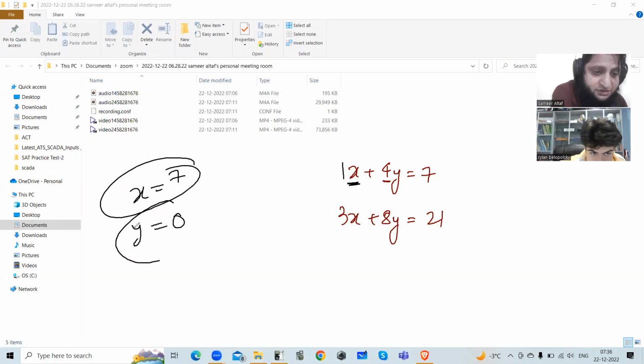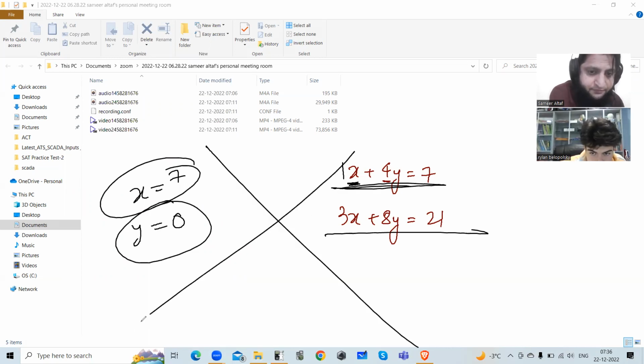You know what that means? That means when you graph these two lines, their point of intersection is 7, 0. Yes, the answer is correct. Obviously, it will be. So the answer is 7, 0.